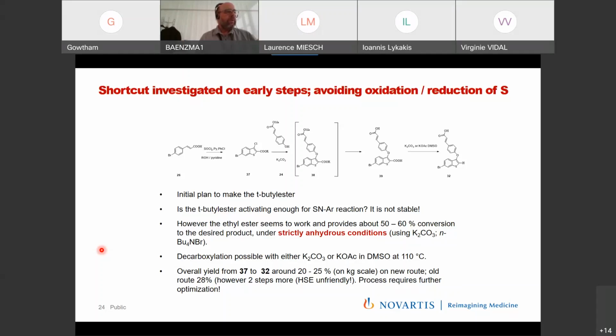The old route was slightly higher, however, 2 steps more, which were a bit HSE unfriendly. So the oxidation to the sulfoxide with hydrogen peroxide in dichloromethane in the presence of trifluoroacetic acid, and then followed by the reduction of the sulfoxide with triphenylphosphine and TMS chloride, which gave triphenylphosphine oxide, also waste. So obviously this process requires further optimization.